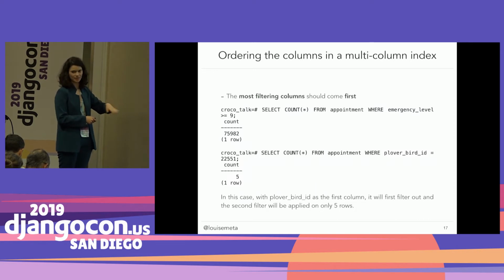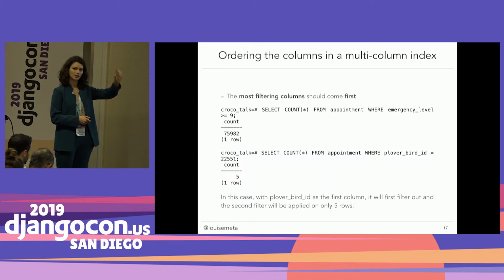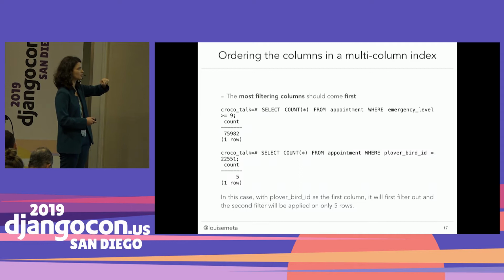It's not always possible. This is very theoretical. Here I have 75,000 appointments that are emergency level bigger or equal than 9, and I have 5 appointments that are from this bird. When I do the index with plover bird and then appointment, it will get only the 5, and out of the 5, filter on appointment emergency level. If you did the opposite, it would actually be filtering out of 75,000.